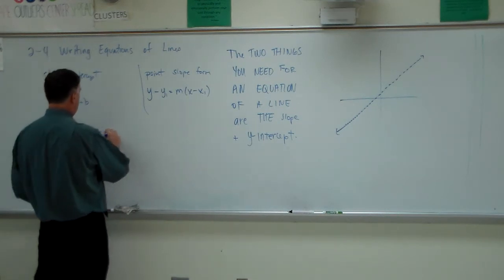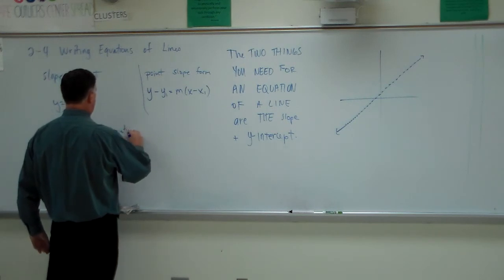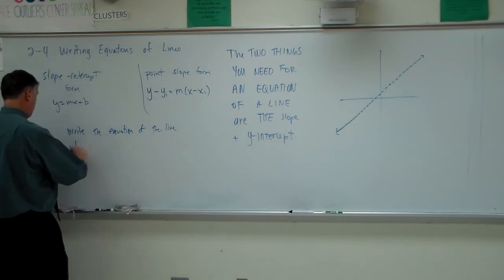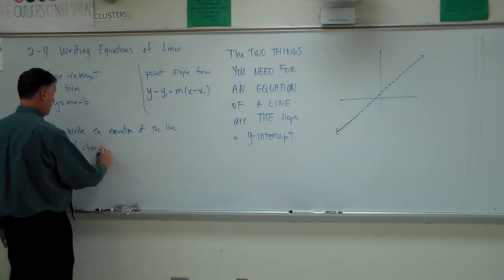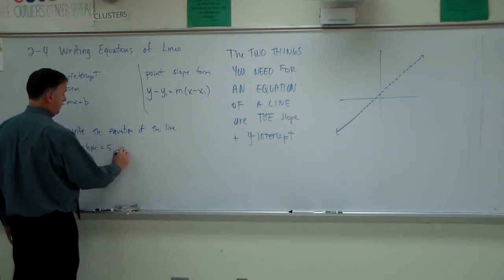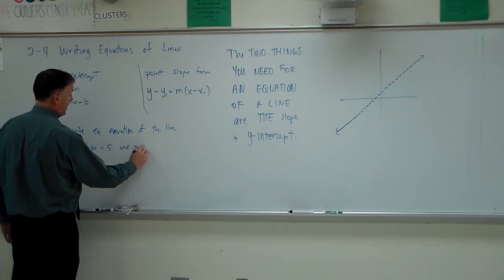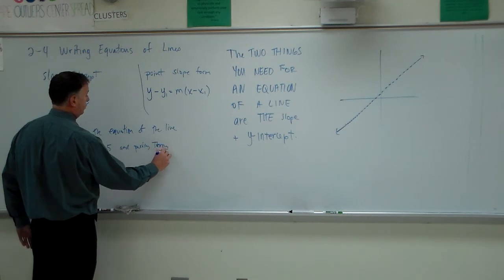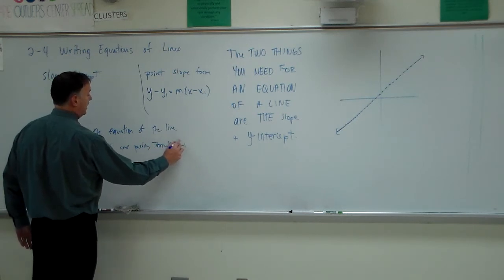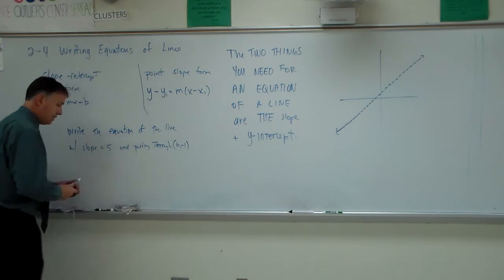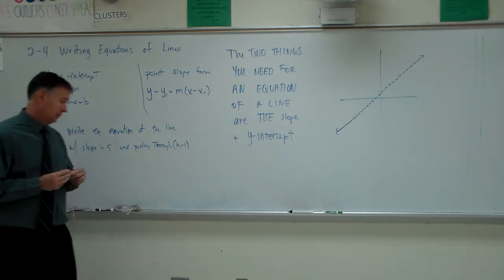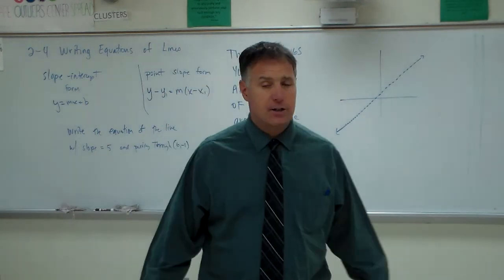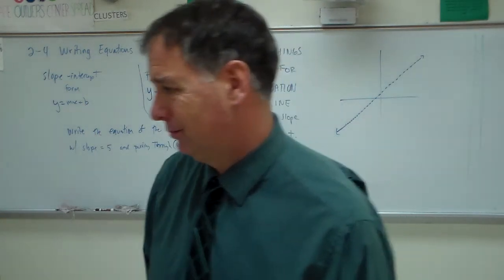Write the equation of the line with slope equal to 5 and passing through (6, -1). Okay? I don't care which way you do it. All I care is that you pause the video and try it. Just try it.